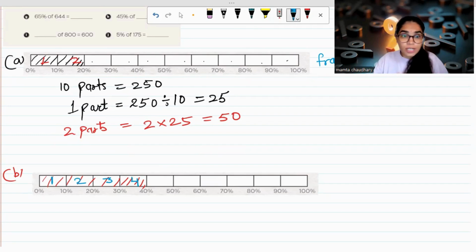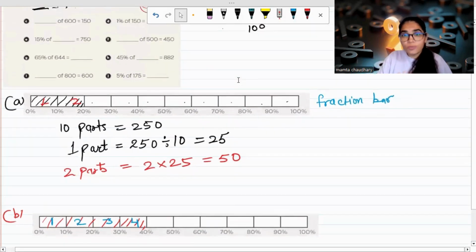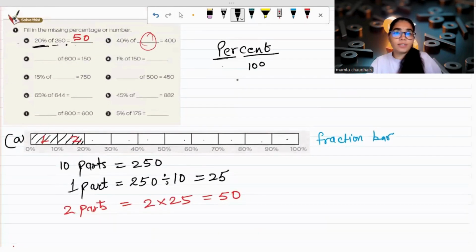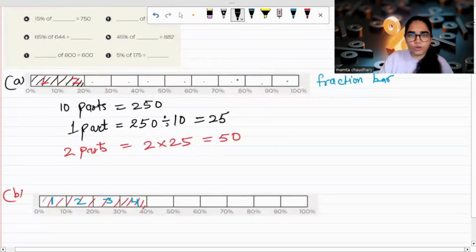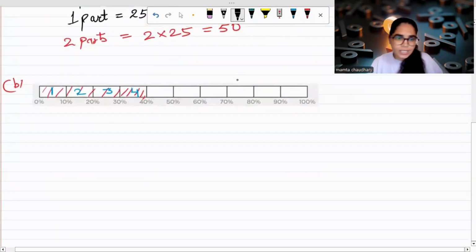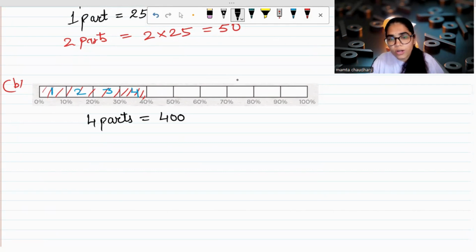So 4 parts are equal to 400. It is given in the question. You can see here, it is given in the question, 400. Okay, so now let's write here, 4 parts are equal to 400. Now what is the next step? You have to find the value of 1 part.